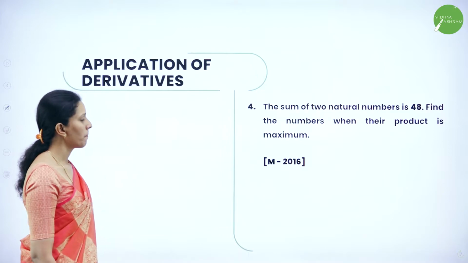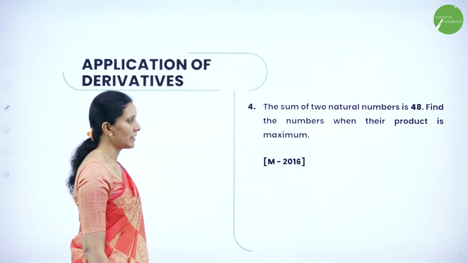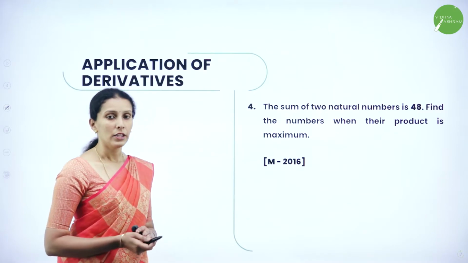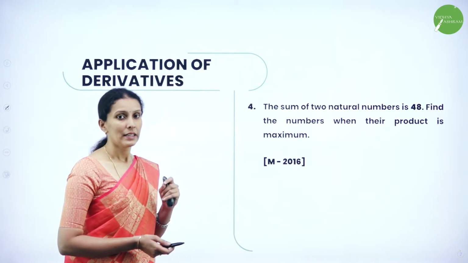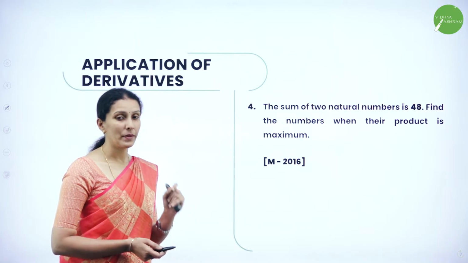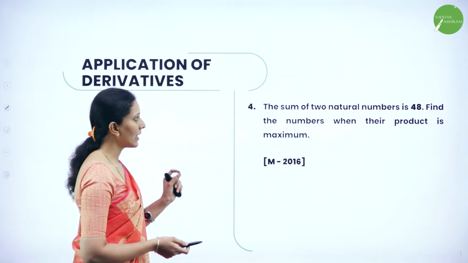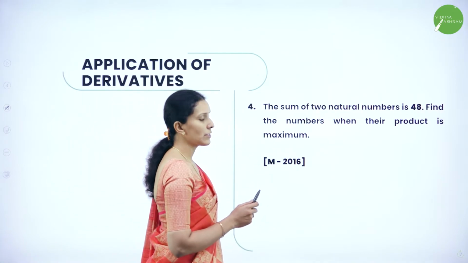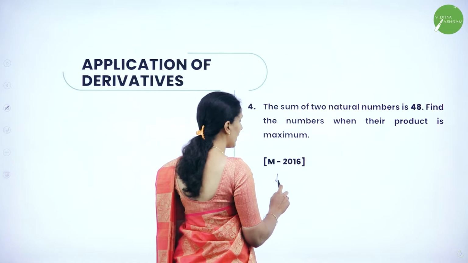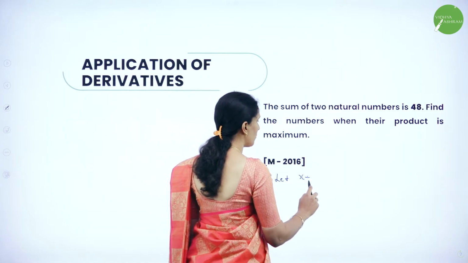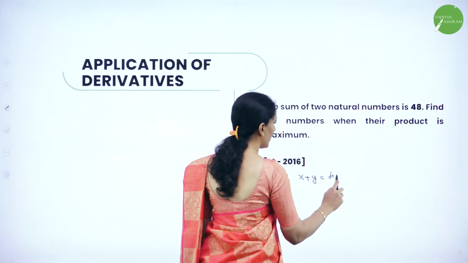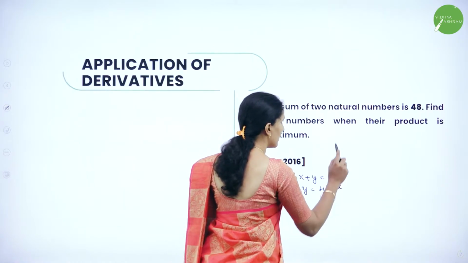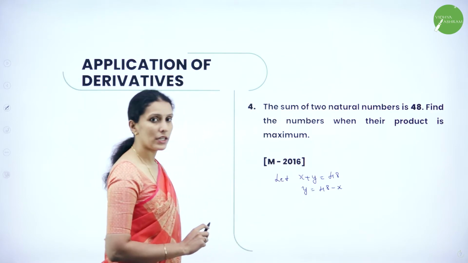Next question. The sum of two natural numbers is 48. Find the numbers when their product is maximum. The product is maximum means the second order derivative must be a negative value. Let's see whether their product is maximum. So the sum of two natural numbers is 48, they have given. So let me take x plus y is equal to 48. Then I can write y is equal to 48 minus x. Given condition is their product is maximum.